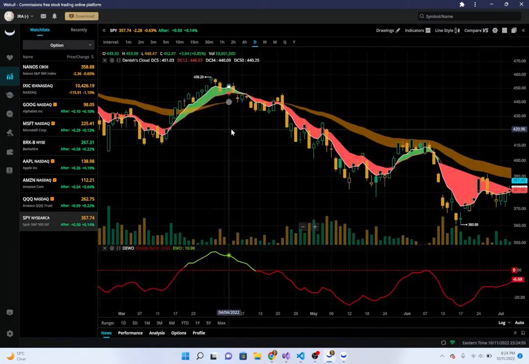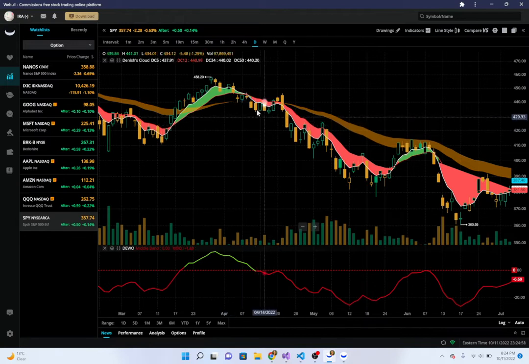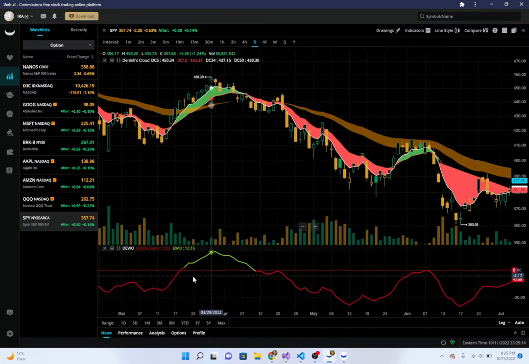Okay, both the red cloud and this DWO crossed nearly at the same time, but you know that one will cross before the other, and then the other will confirm. Once you get a confirmation, yeah, play a little move.